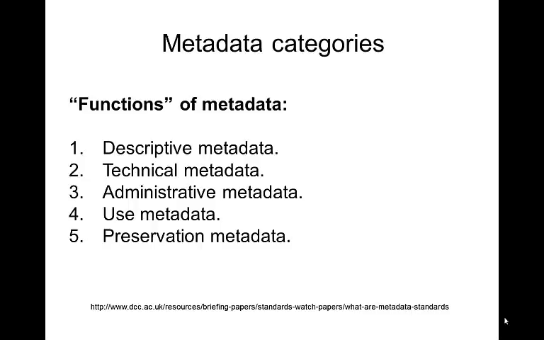Okay, so what does metadata actually look like? What's it composed of? So this list comes from this web address, the DCC. I can never remember, data something centre for the UK. Basically, it's the UK centre for metadata, for all sort of things to do with metadata. And they call their list functions of metadata, but I think they're better described as categories of metadata. To me, the functions of the metadata is what it helps you to do. But these are the categories, 5 categories of metadata that are identified in this web paper. Descriptive metadata, technical metadata, administrative, use and preservation.